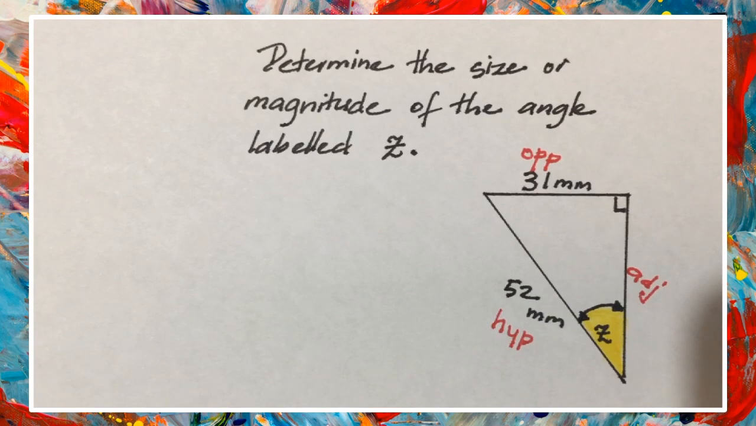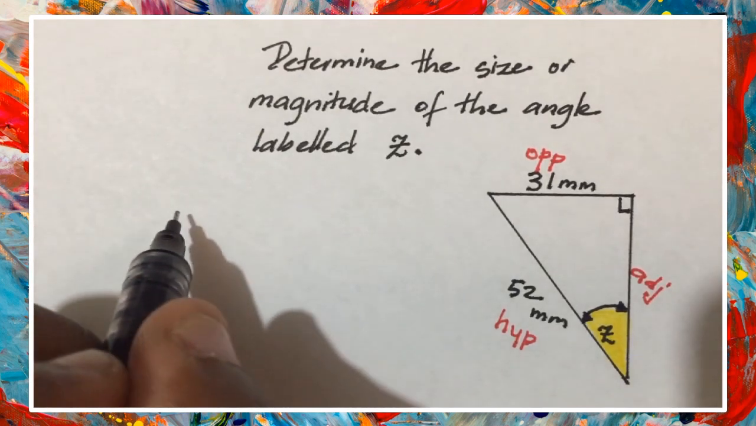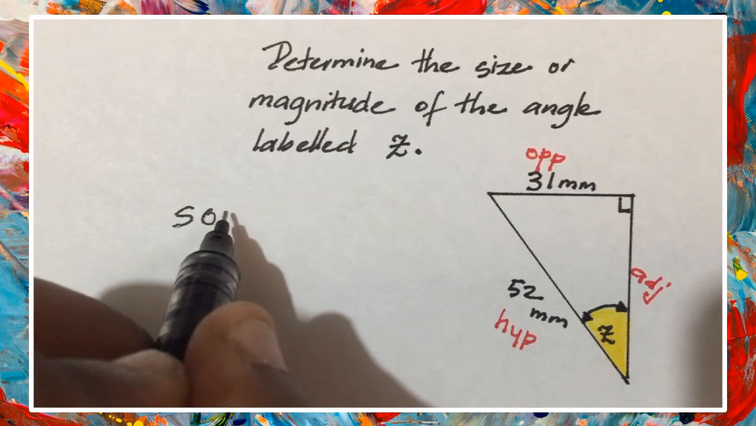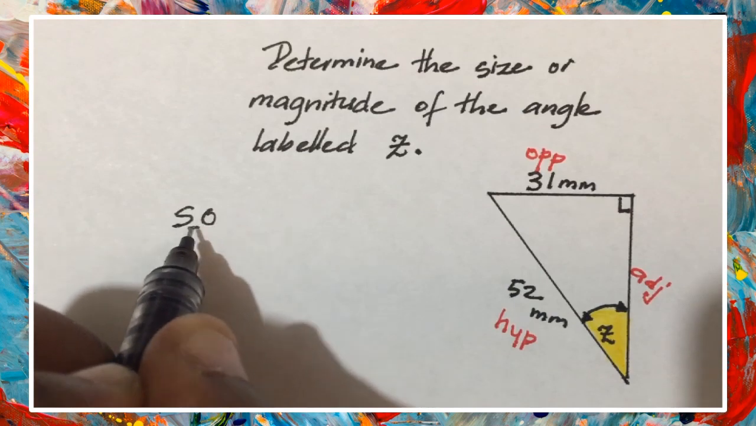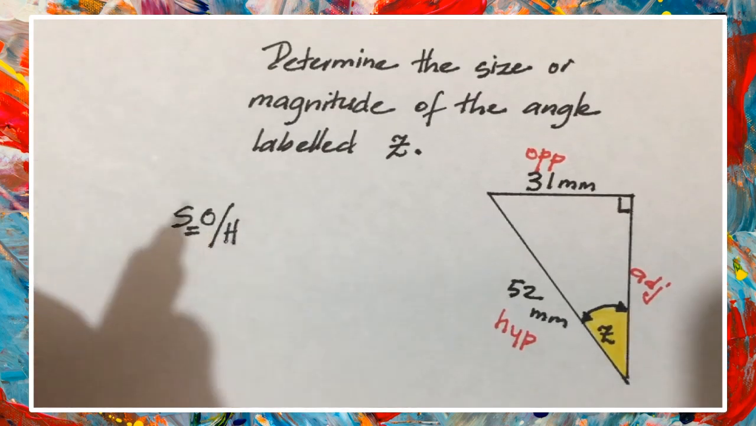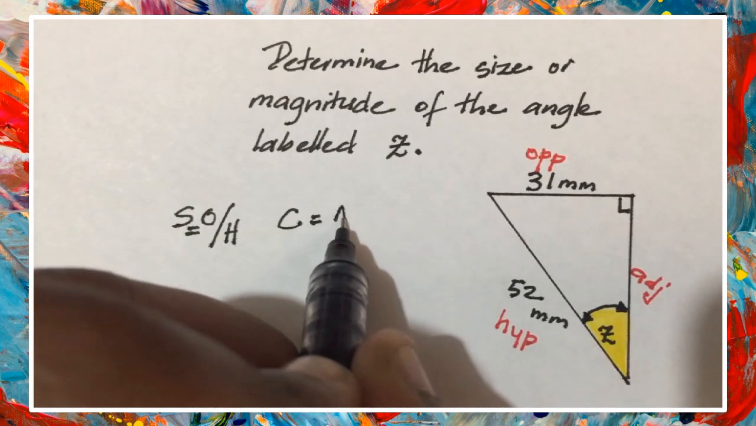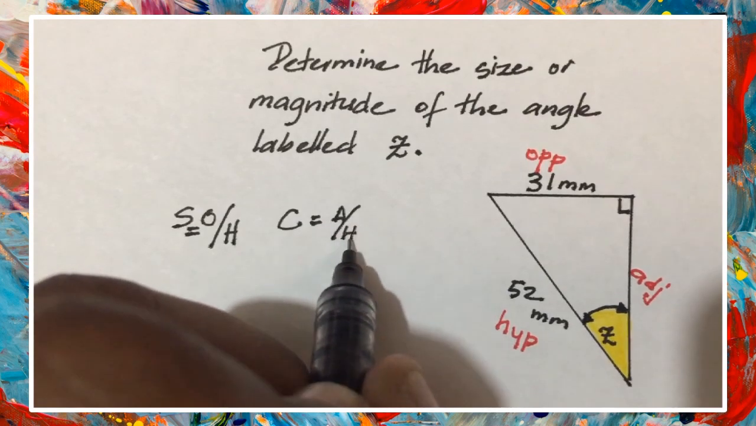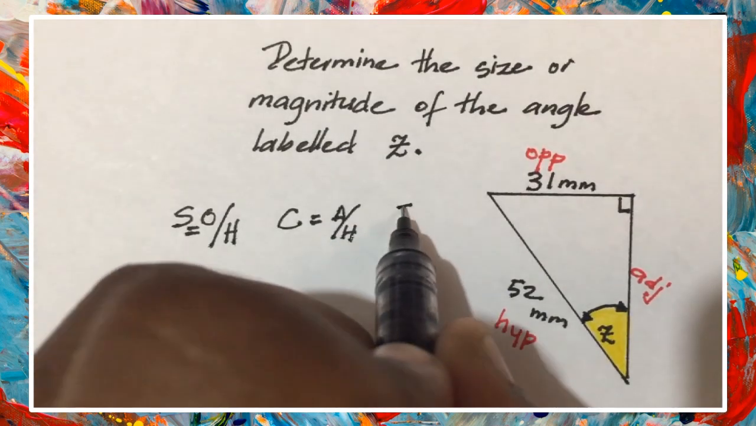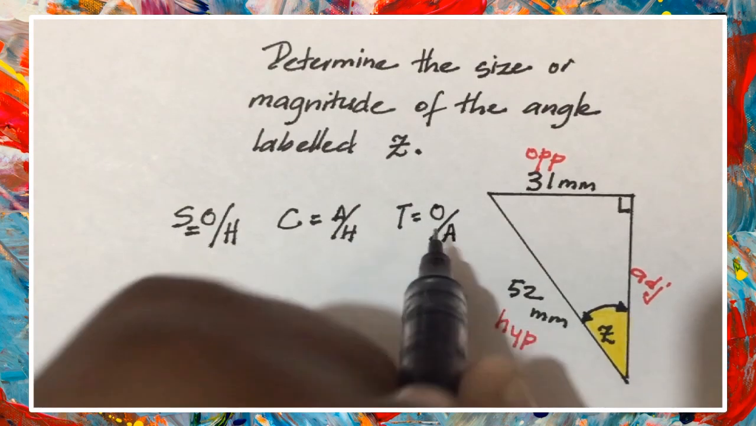So we have to use the ratio that has both the opposite and the hypotenuse to calculate the size of angle Z. So I'm going to put back SOHCAHTOA everywhere. The sine of an angle is equal to the opposite over its hypotenuse. Cosine of an angle is equal to its adjacent divided by its hypotenuse. And the tangent of an angle is equal to the opposite divided by its adjacent.